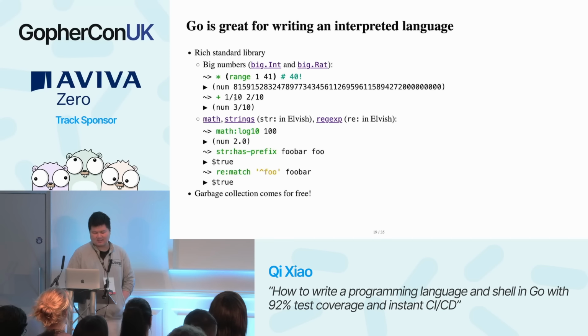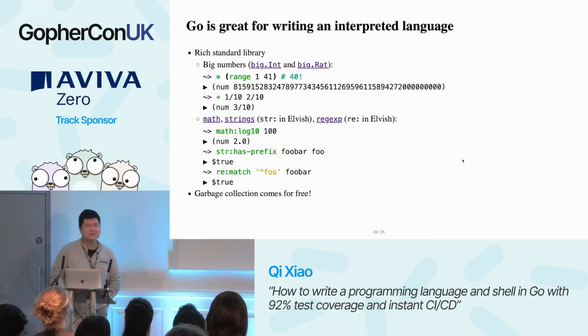And you can add 0.1 and 0.2 together and get 0.3, although you have to use the fraction syntax. And because Go has a pretty good battery-included attitude towards its standard library, Elvish just mass copies. So, like the math library, the string library, which is spelled a little bit differently in Elvish, and the regexp library. So if you know the Go standard library, you know the Elvish standard library, basically. You can do all those fancy things.